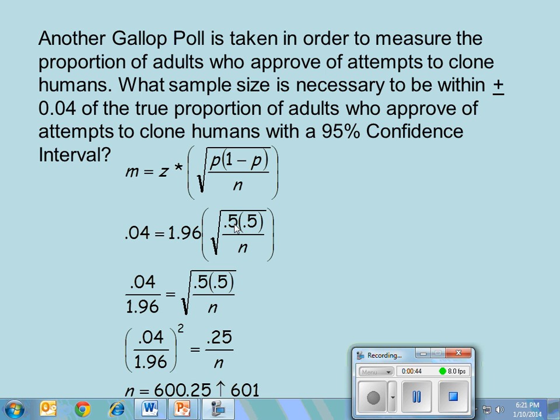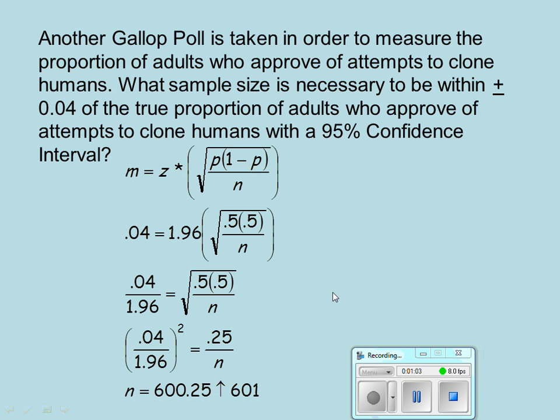So when we do that, we're trying to find n, the number of samples. We want to know the sample size that we need. So when you do that again, how do we get rid of this and solve? We're going to first move this 1.96 by dividing. So we're going to divide both sides by 1.96, and then we square both sides.